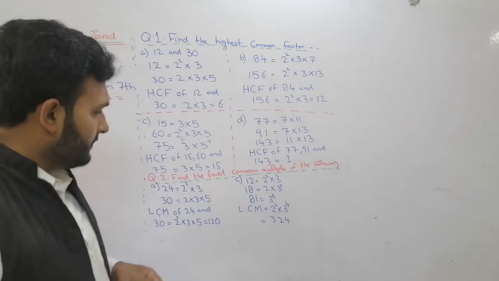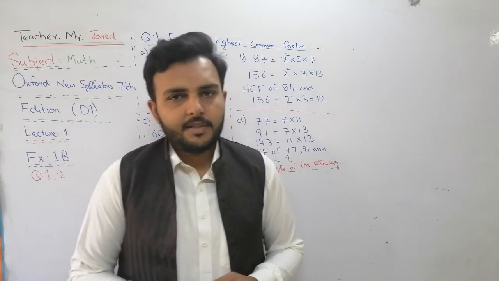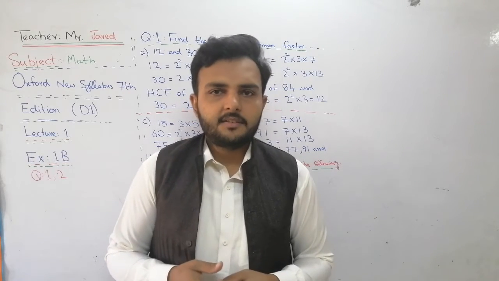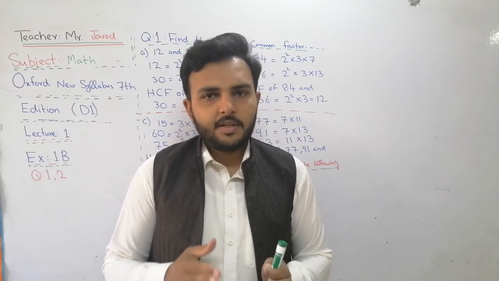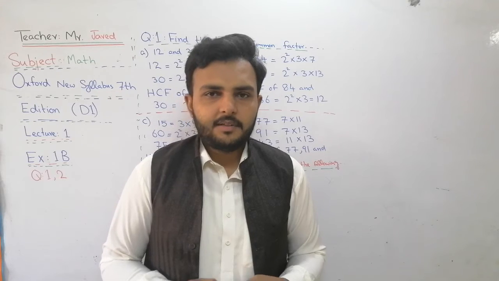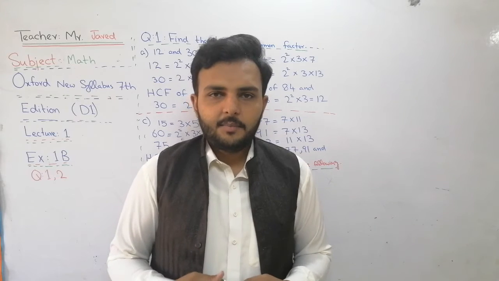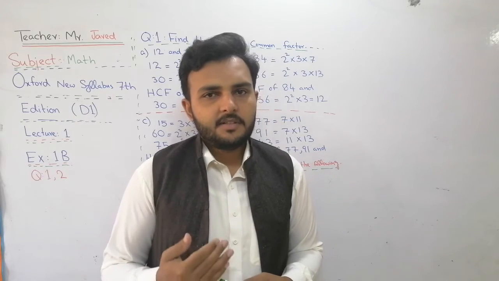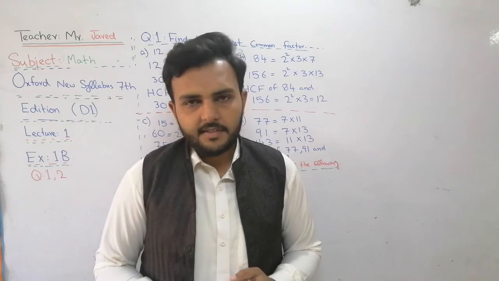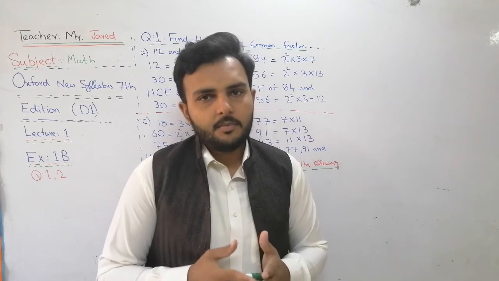Done? Okay, next question: find the lowest common multiple. First of all, I want to explain what the lowest common multiple is. Lowest is the smallest. Common is present in more than one. Multiples I will tell you with a little example. Multiples of 3: 3, 6, 9, 12, 15, like this. Multiples of 5: 5, 10, 15, 20, 25, 30, 35. Multiples of 10: 10, 20, 30, 40, 50. These are the multiples. So LCM is the lowest common multiple.